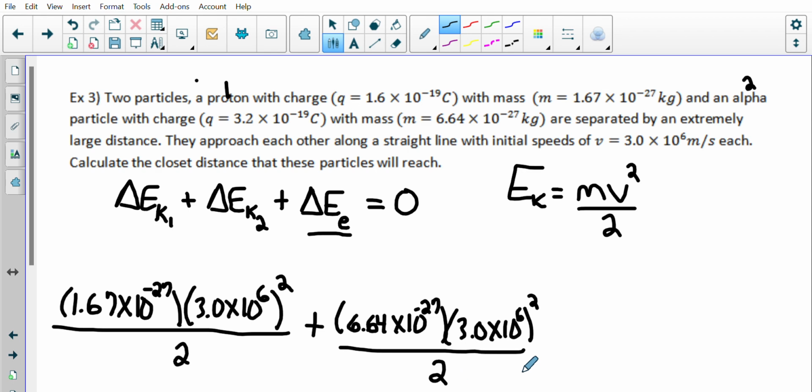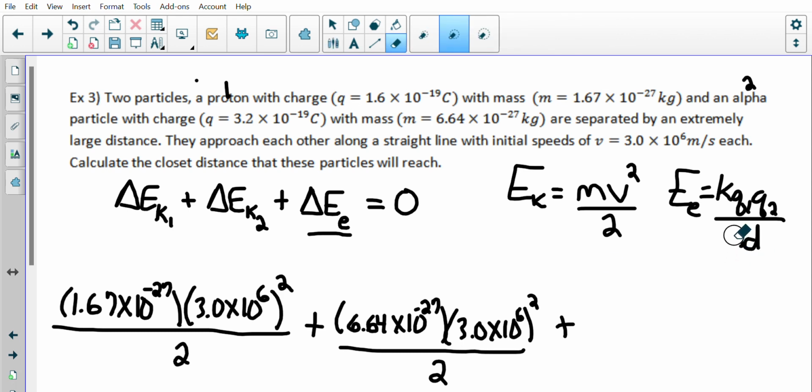All right, now our electric energy, which is going to increase. So our kinetic energy is going to decrease, and so we should put some negative signs on that. I will get to that. But again, our electric potential energy, we have our formula of K times Q1 times Q2 divided by the change in distance. It is delta D, so we're going to be looking for the change in the distance.